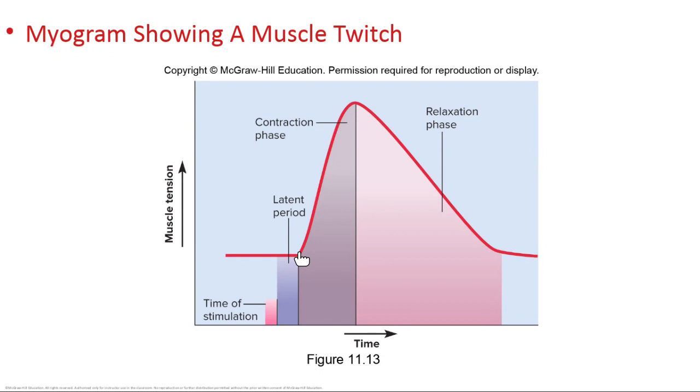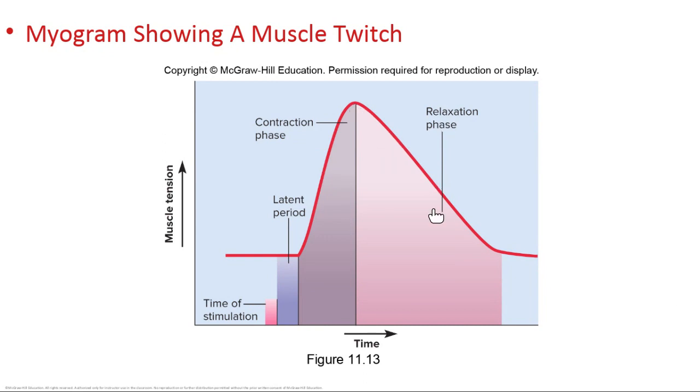So once those cross bridges are formed, then we start to see this increase in tension. And this is represented as the contraction phase. Okay? And the tension will continue to increase until the load has been moved. Once the job has been done, once the load has been moved, we no longer need to do this, right? The goal has been achieved. Once the tension has overcome the load, we can now be signaled to do the relaxation phase.